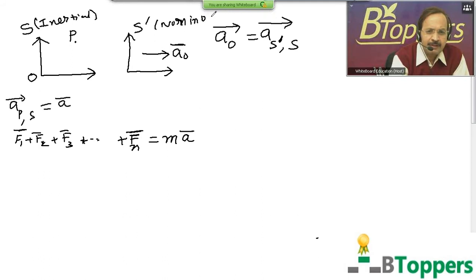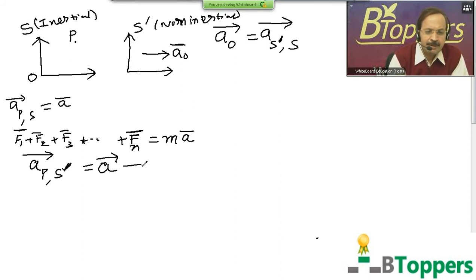S dash is called a non-inertial frame of reference, or accelerated frame of reference. Now the acceleration of the particle with respect to the frame S dash, I mean relative acceleration, or sometimes we write a bar subscript REL, relative acceleration of the particle P with respect to the non-inertial frame S dash. You can write it as the vector difference of a bar minus a naught bar.